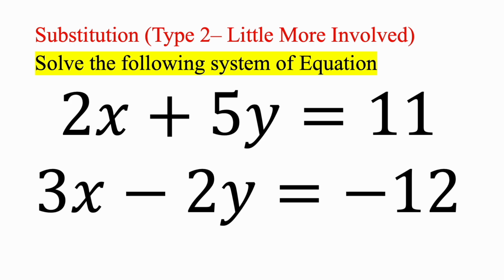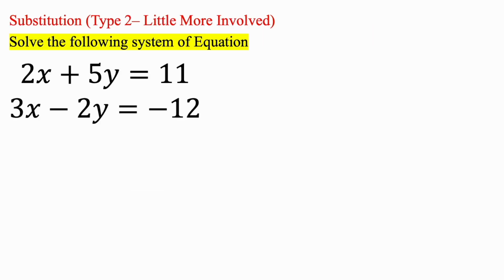Okay, in this video, we're going to solve this problem right here, and we're going to use a substitution method. And so let's begin. So we have to choose a variable we want to isolate. I'm going to go ahead and choose x. So what I'm going to do is subtract 5y on both sides, and I'm going to get 2x is equal to 11 minus 5y. Now here we have 2x, so we need to get x by itself.